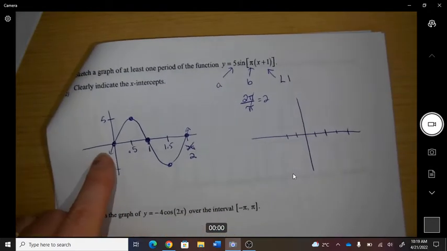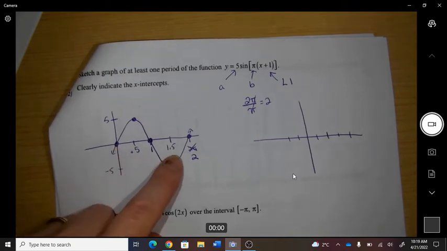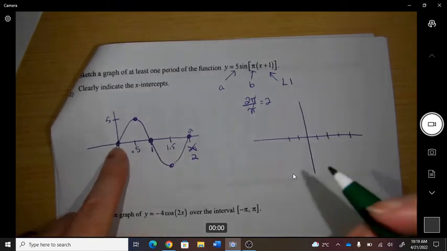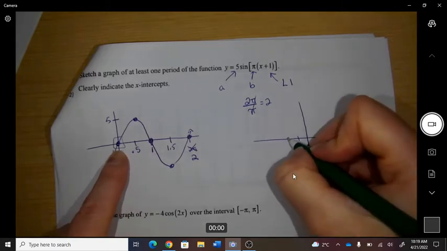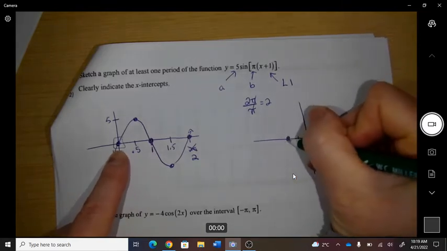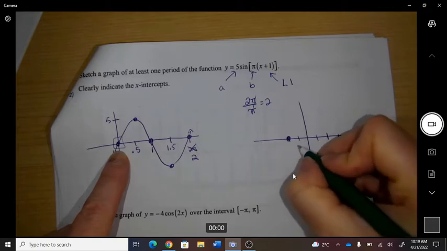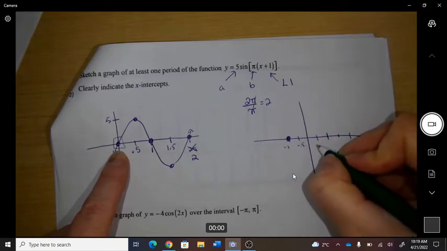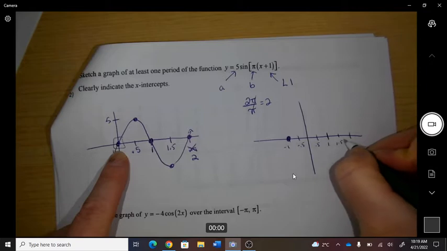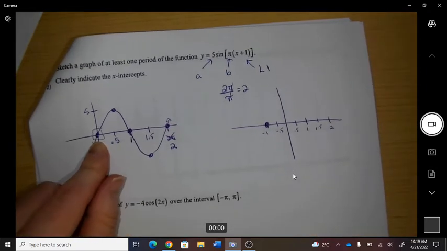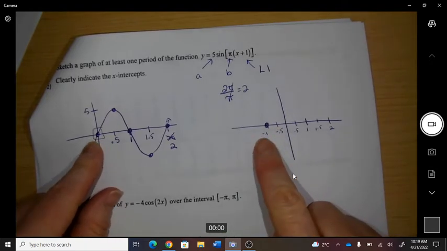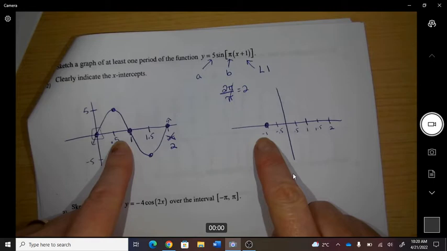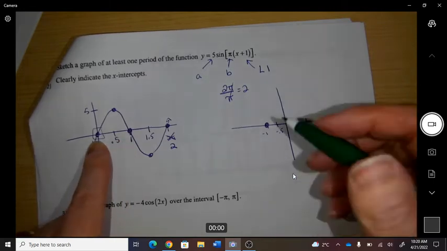Okay, so be careful here. We notice that these are increments of a half. So I'm going to move this coordinate left 1. Okay, so we're careful of our increments here because each tick is a half, but we want to move left 1.